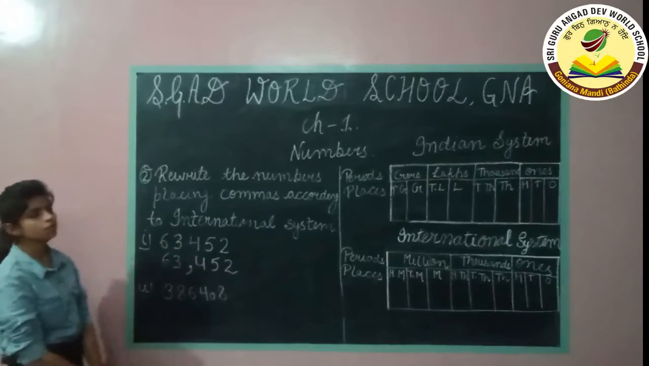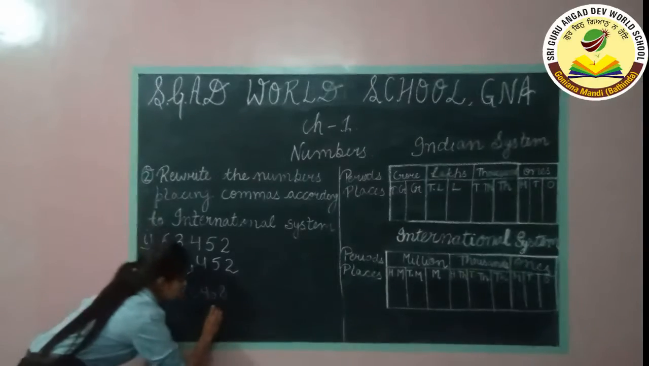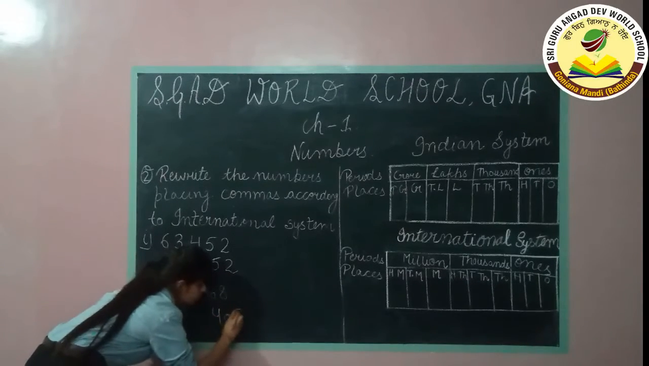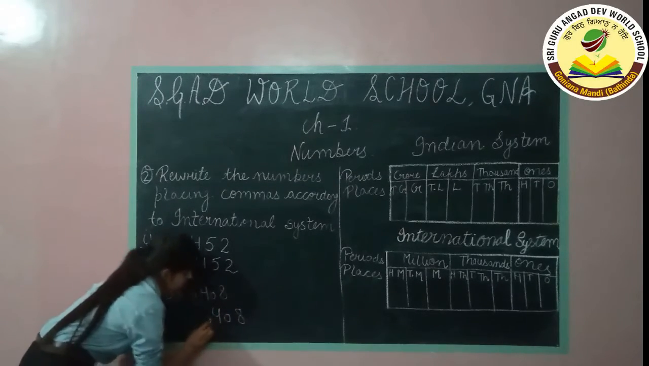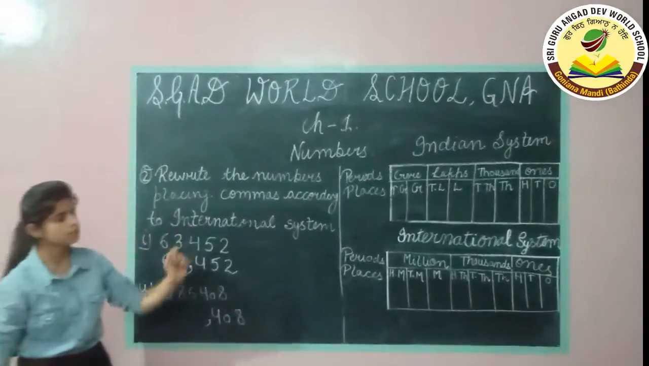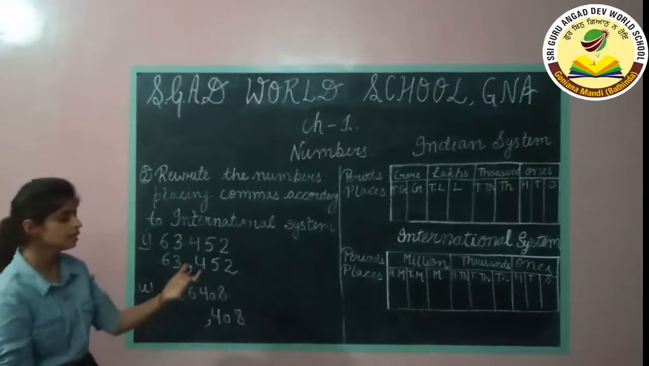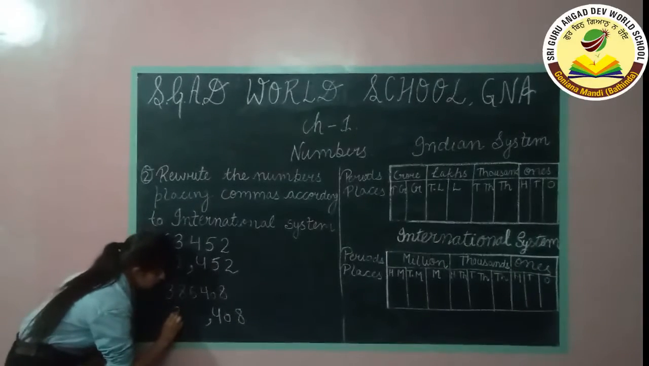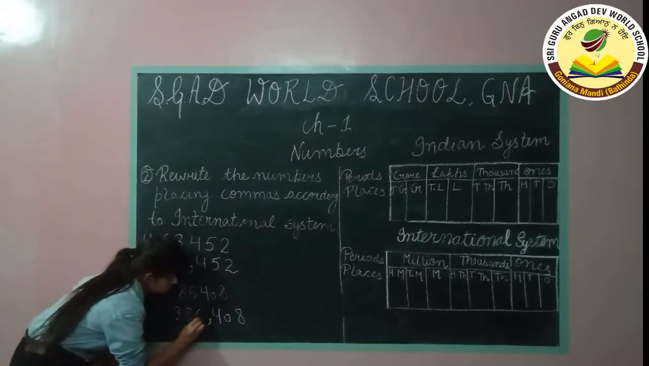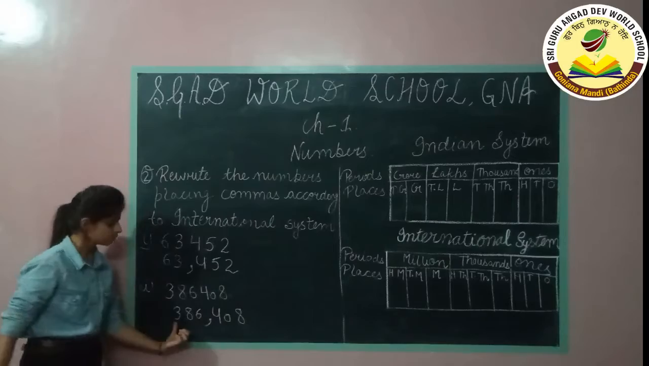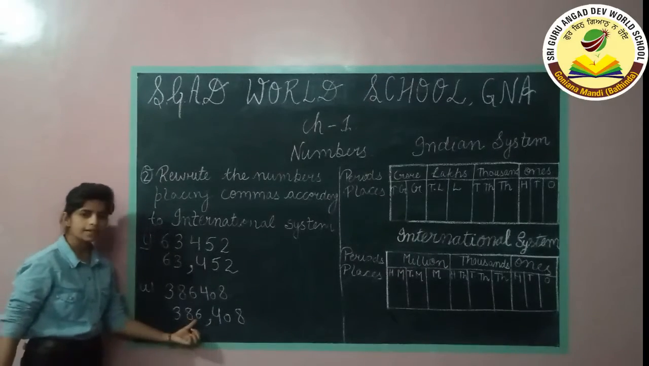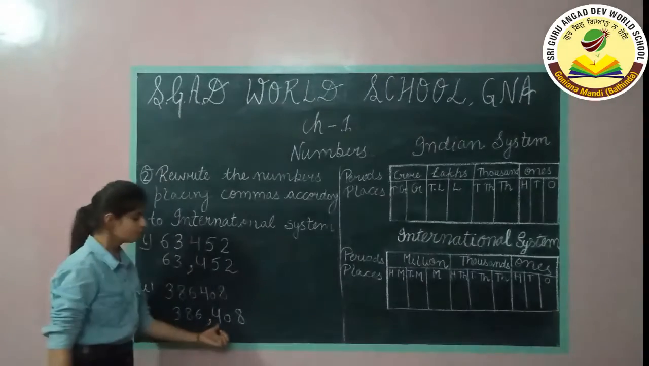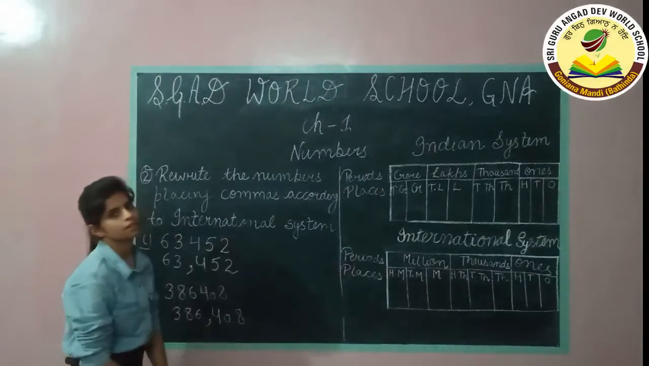In the next question, 386408. In the ones period, we take 3 digits, 408, and place the comma. And in the second period, there are also 3 digits, 386. We can spell it: 386,408.